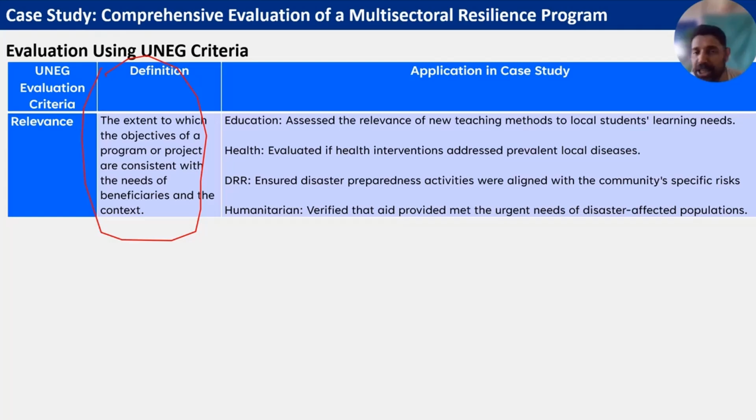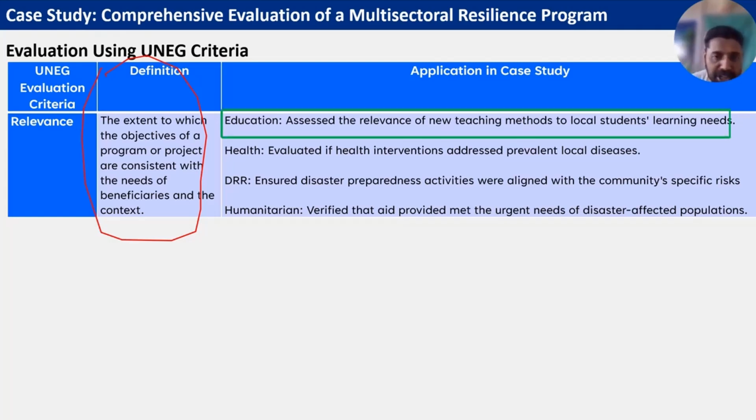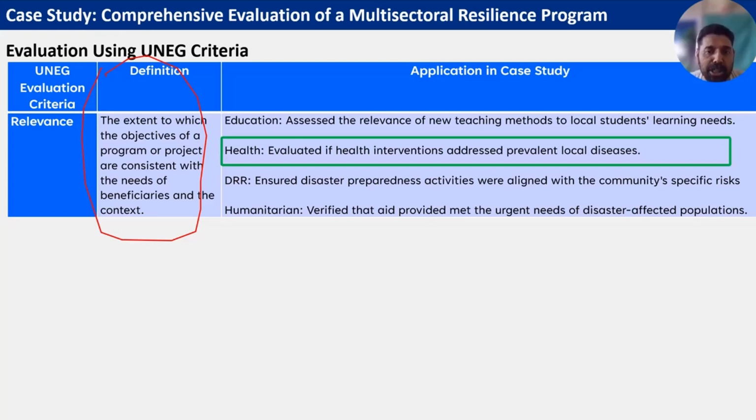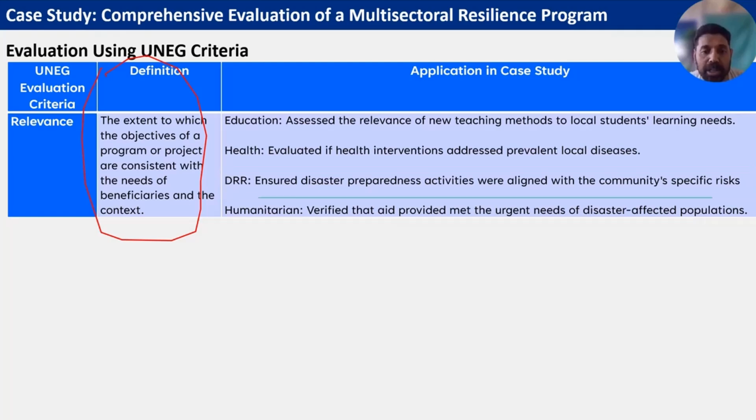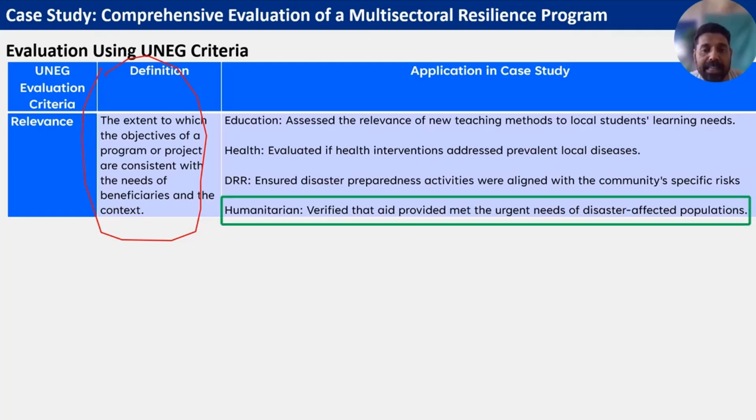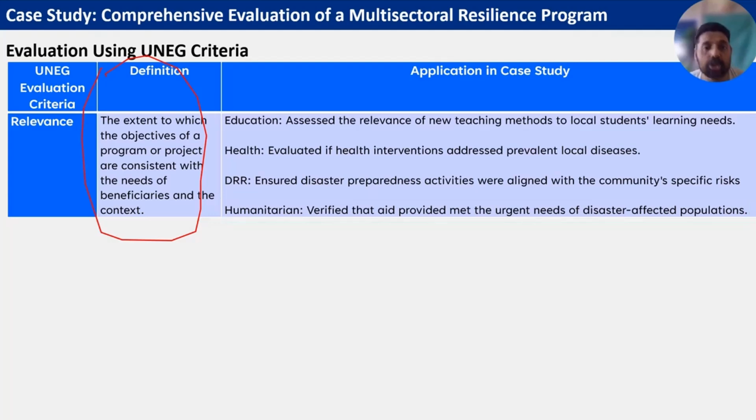So in the application and case study, what was the application? In education, assess the relevance of new teaching methods to local student-led initiatives. Health, evaluate if health intervention addressed prevalent local disease. And DRR, ensure disaster preparedness activities were aligned with the community's specific risk. Humanitarian, verify that aid provided met the urgent needs of the disaster-affected population. So for all these 4 sectors in the same project, this would be the application of the relevance criteria.